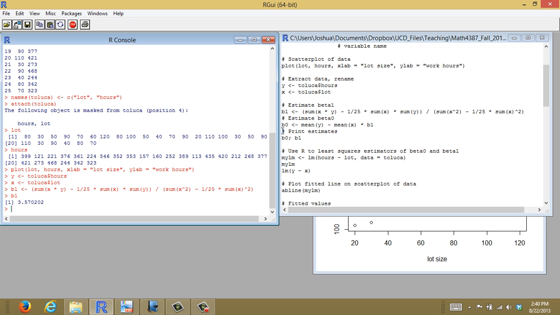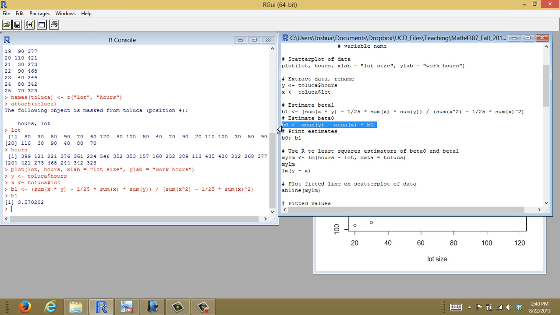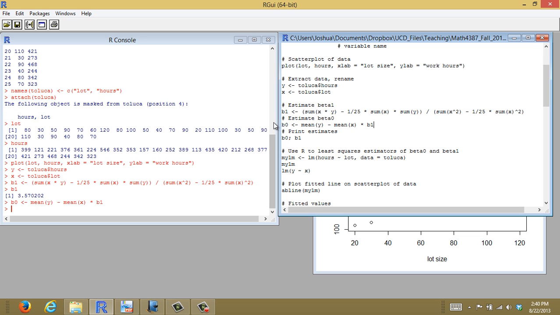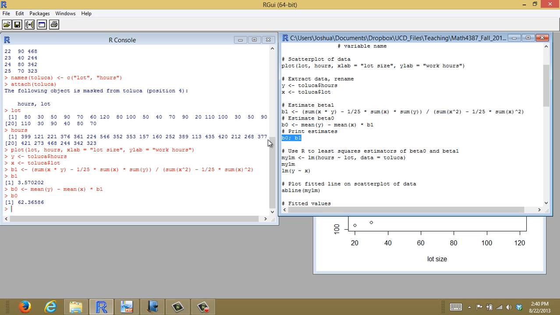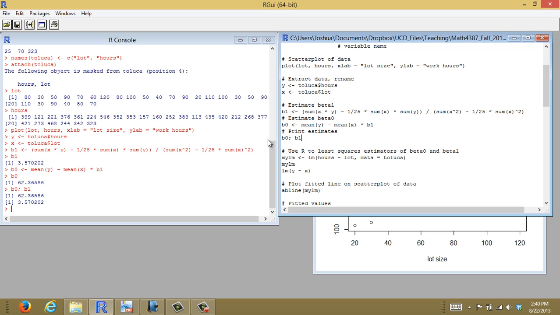To calculate beta naught hat, the least squares estimate of beta naught, I simply take the sample mean of the y's, and I subtract from that the sample mean of the x's multiplied by the least squares estimate for beta 1. And so that's what I'm going to do using this command right here. And b naught is equal to 62.37. So these are the same values that we already saw in the lecture slides.